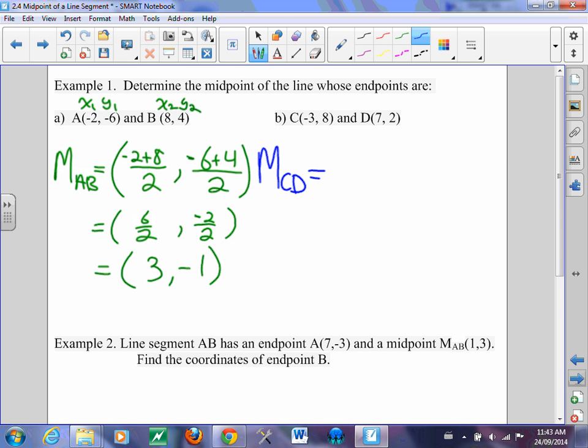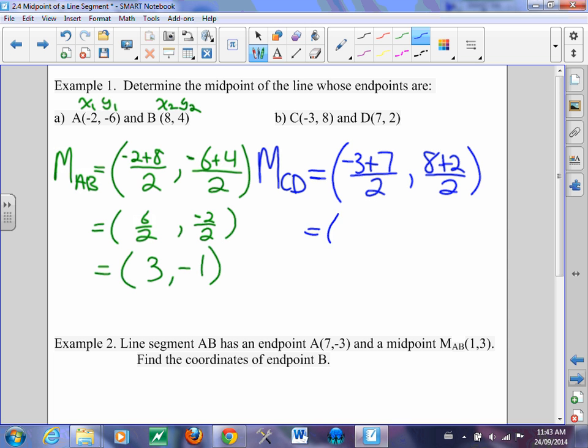Midpoint CD. Okay, why don't you try it? Pause and then unpause me. Okay, so pause. Hopefully you paused. Come on, if you haven't paused, pause now. All right, welcome back. Hopefully you paused and didn't cheat. Here's what you should have written down.